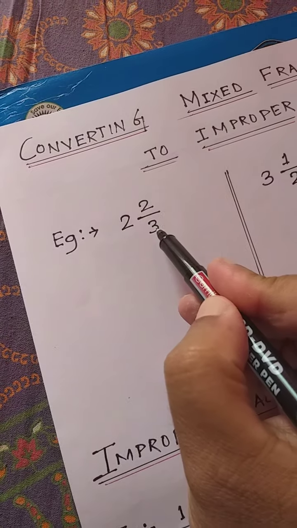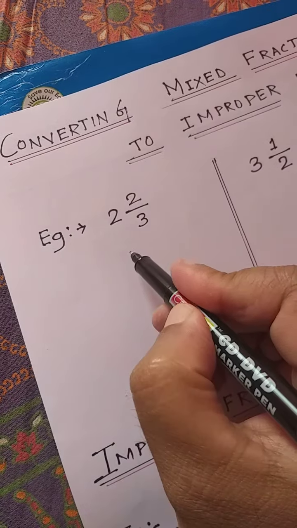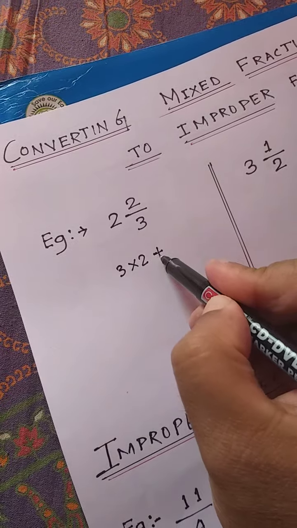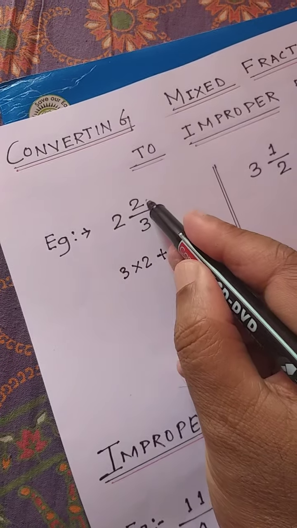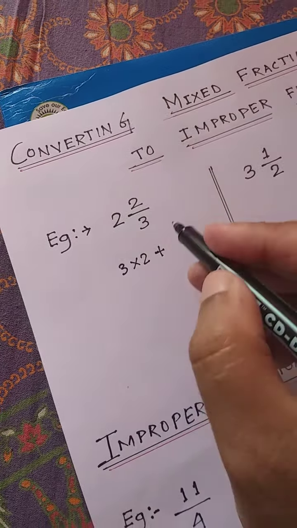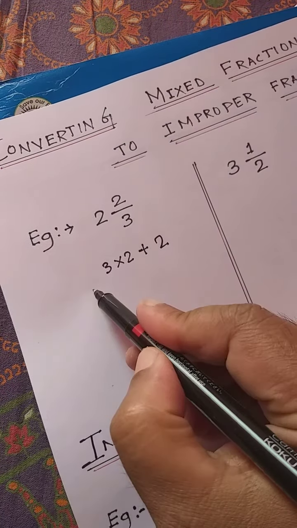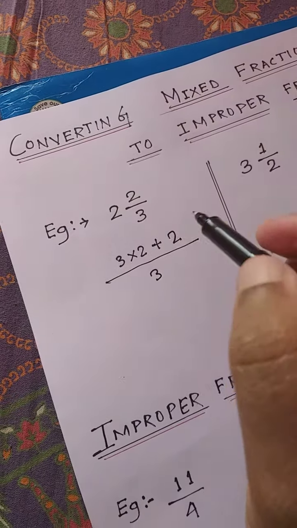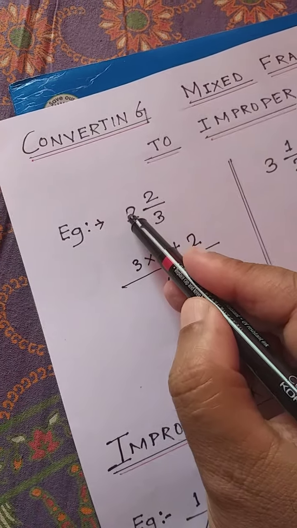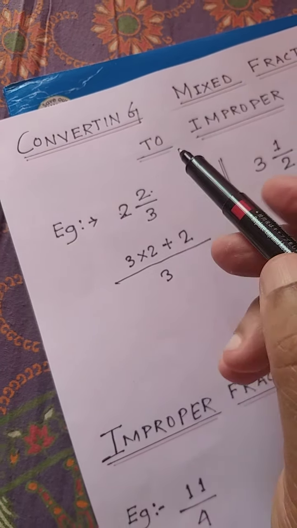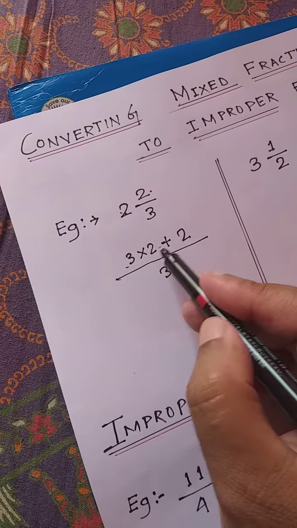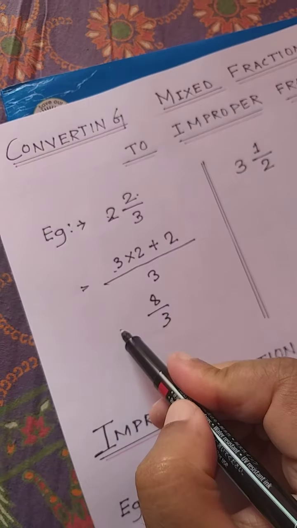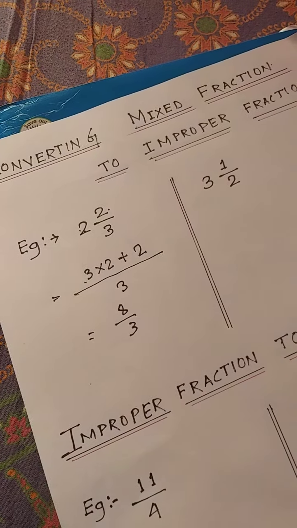Now, the first thing that you will do is multiply 3 with 2. That is 3 into 2. Then you have to add the product with this number, that is 2. What is the denominator out here? 3. That is what I've done: 3 into 2, plus 2. So 3 into 2 is what? 6. 6 plus 2 is what? 8. So the answer is 8 by 3. This is how you convert mixed fraction form to improper fraction.